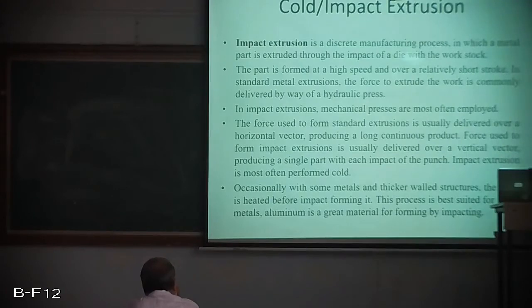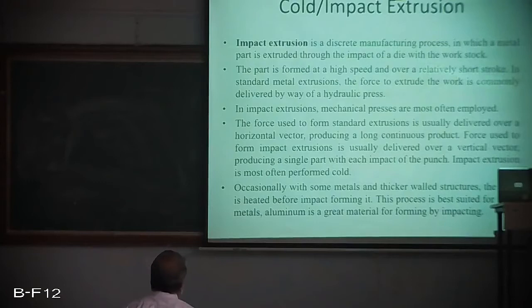The force used to form standard extrusion is usually delivered over a horizontal vector, producing a long continuous product. Force used to form impact extrusions is usually delivered over a vertical vector, producing a single part with each impact of the punch. So the impact extrusion is often performed cold. Occasionally, with some metals and thicker wall structures, the work is heated before impact forming. This process is best suited for soft metals like aluminum. Aluminum is a great material for performing this impact extrusion.